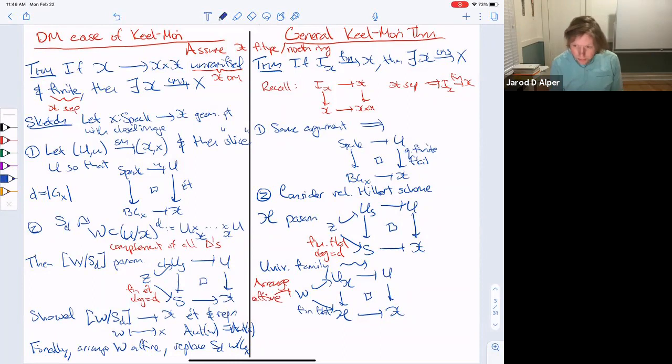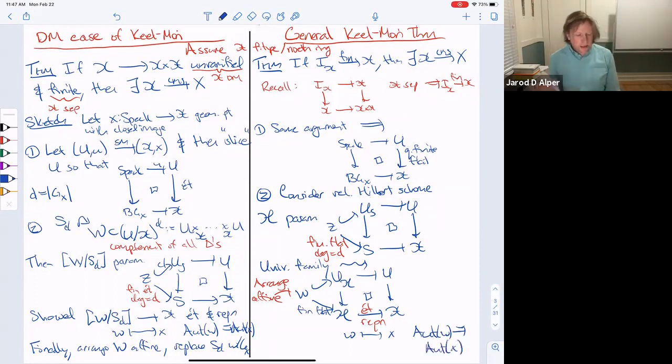And moreover, this map here is what you've constructed. This map is étale and representable. And by construction, there is a point W in here mapping to X, inducing an isomorphism of automorphism groups.